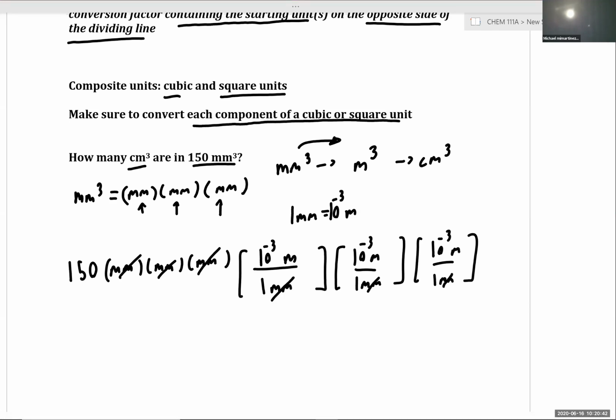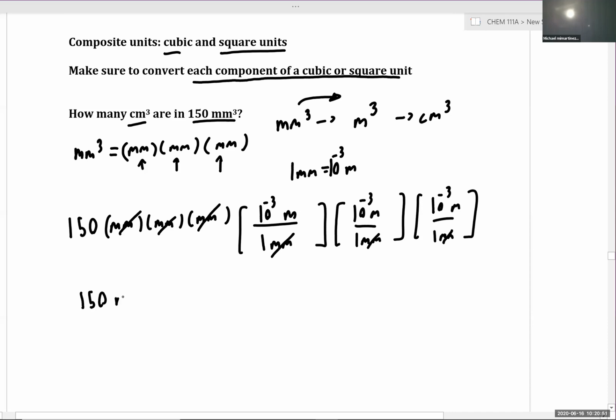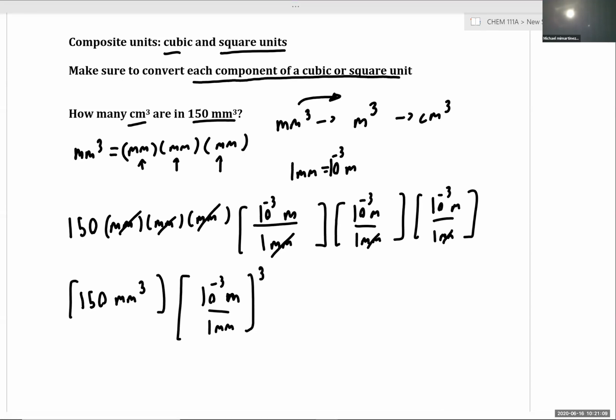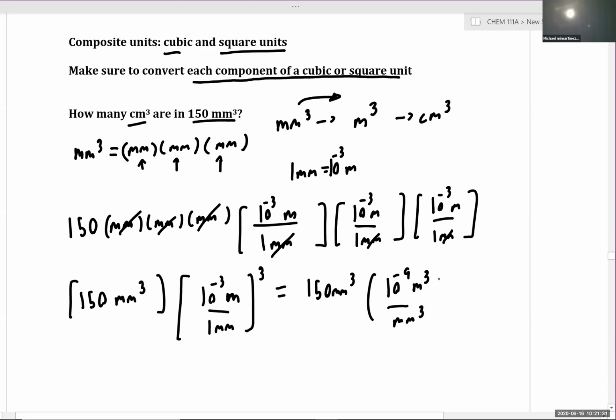Okay. So instead of having to write out the conversion factor 3 times, there's a trick to this. We can take our 150 millimeters cubed, and the trick to dealing with cubic units is to take your conversion factor and cube it or square it such that you cancel out all of your prefix units. So if we apply this cube to our conversion factor, we'd get 150 millimeters cubed times 10 to the negative 9th meter cubed per millimeter cubed. Make sure that when you cube your conversion factor, you're cubing your power of 10. So now millimeters cancel, and we're left with 1.5 times 10 to the negative 7th meter cubed.